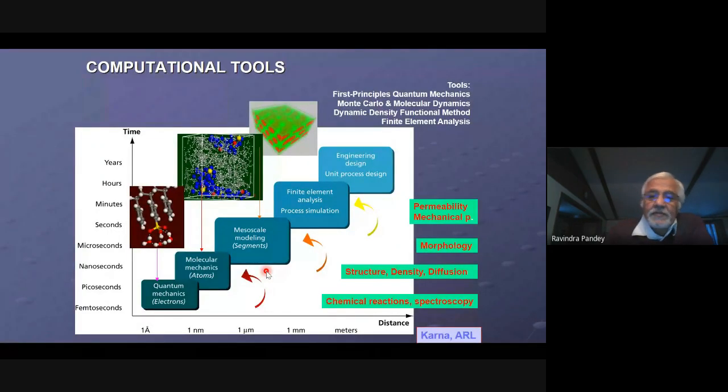So we have a lot of tools at our disposal, and you can see here this is the time axis and this is the distance axis. At the meter level, or years, we have the construction, engineering design, unit process design, and process simulation. As you move towards the left, we arrive at the nanometer regime at picosecond or femtosecond scales, with the so-called quantum mechanical models, or we could go to molecular mechanics models. Our group has expertise in this area.